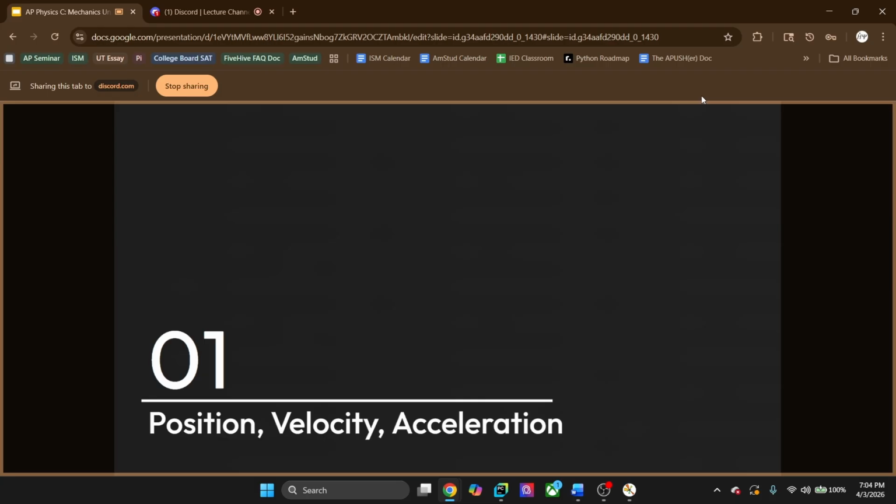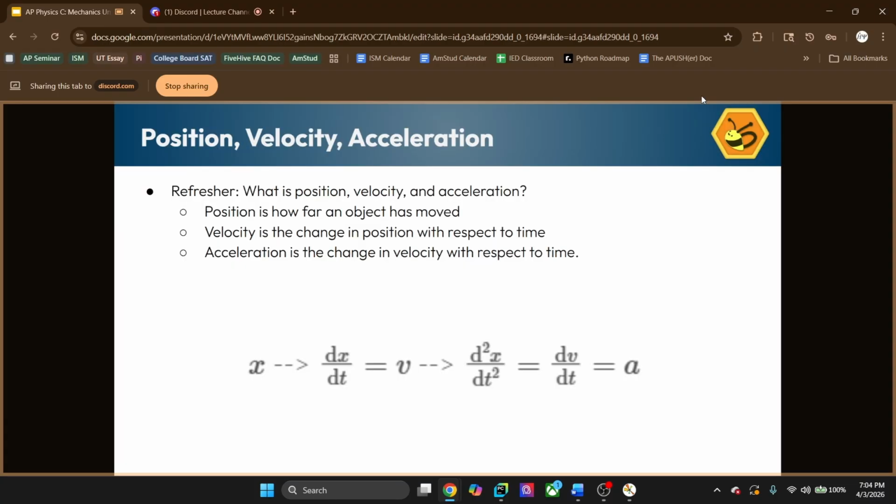To start, let's look at position, velocity, and acceleration. Think back to Physics 1 if you've taken it, or think to calculus if you're taking calculus. Position is essentially displacement, the change in position of an object or a particle in open space. Velocity is how fast it travels. Acceleration is the rate of change of velocity. Position is how far an object has moved. Velocity is the change in position with respect to time. And acceleration is the change in velocity with respect to time.